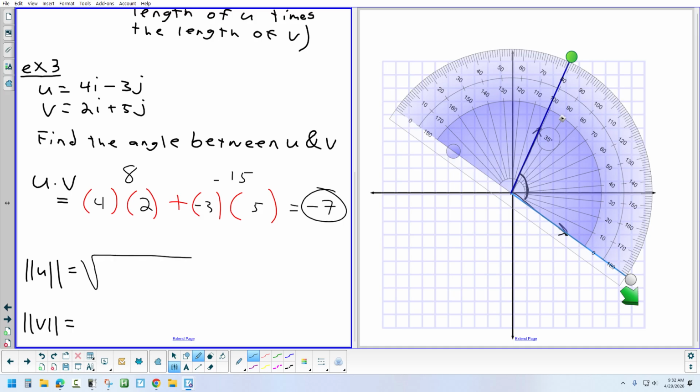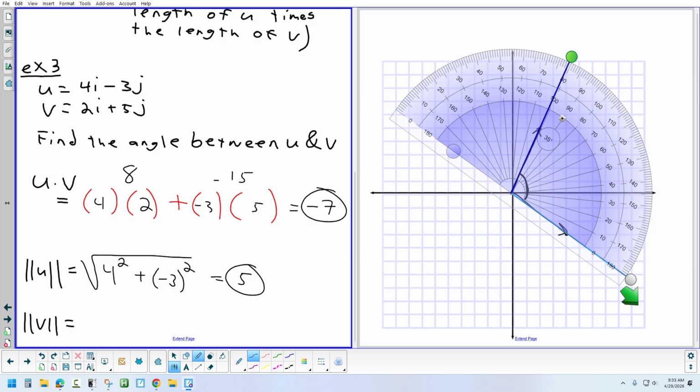It's going to be the square root of 25, and what's going to go underneath here to get that? 4 squared plus 3 squared. Again, if you don't put the negative, not a big deal because it will cancel out when you square it. And that's 16 plus 9, which does give you the square root of 25.